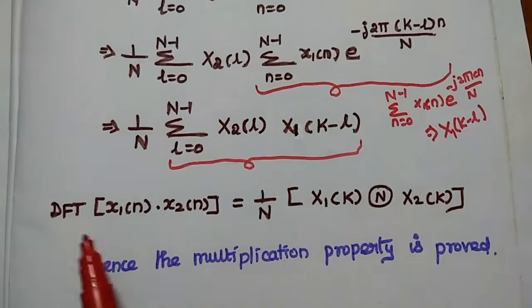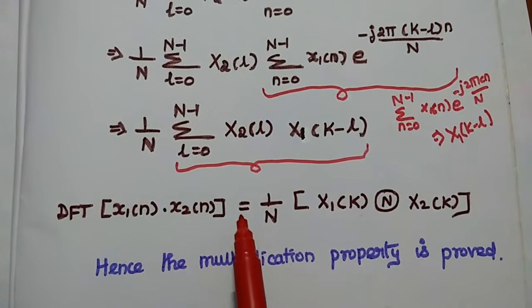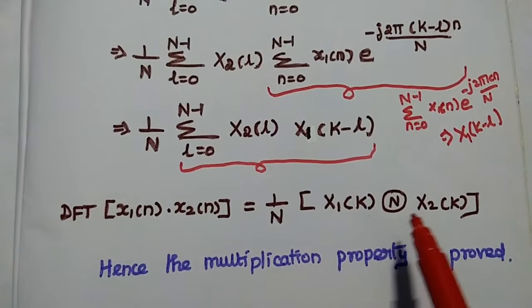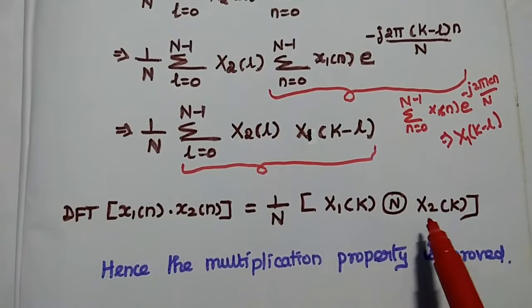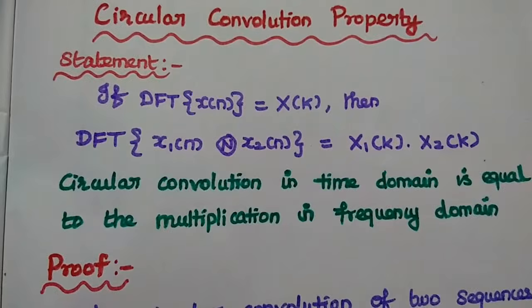Finally, we can obtain the DFT of the multiplication of two sequences in the time domain as equal to 1 by N into the circular convolution of X1 of k and X2 of k. Hence, the multiplication property is proved.